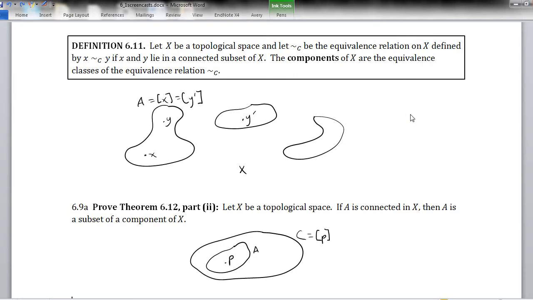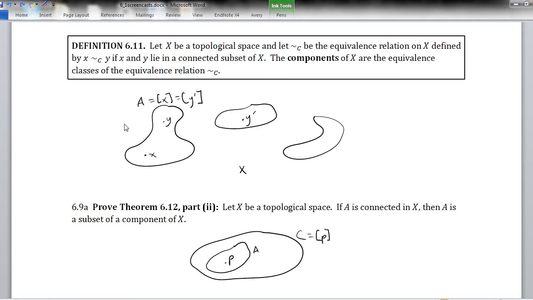Hopefully it makes sense that this is an equivalence relation. A point is equivalent to itself because the single point set containing just that point is always going to be connected. And if X is equivalent to Y, then you have a connected subset A that contains both. It doesn't matter what order X and Y came in. If you had Y first and then X, there's still that same connected subset A that contains them.